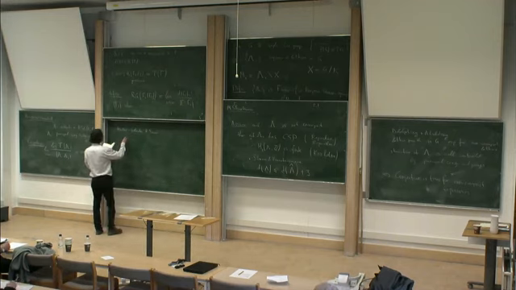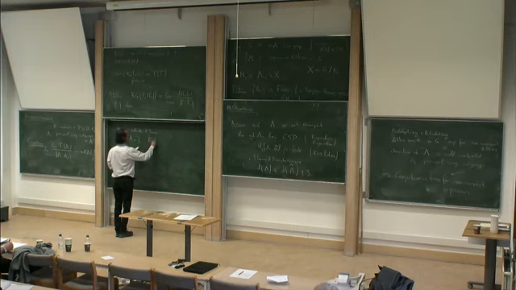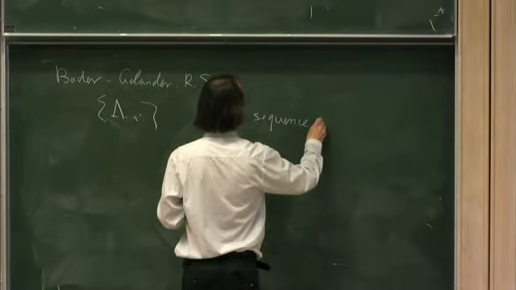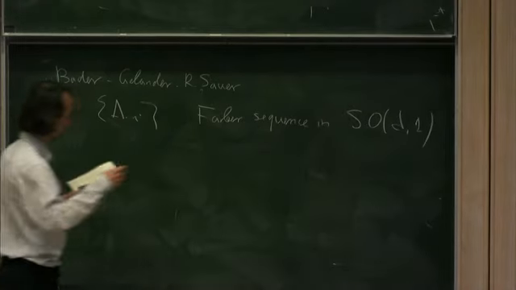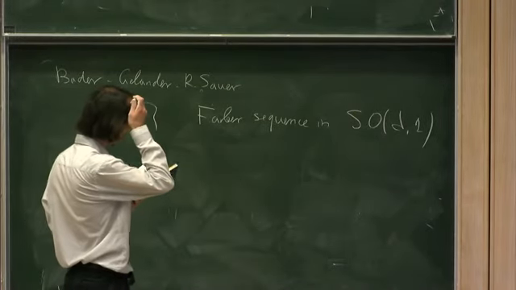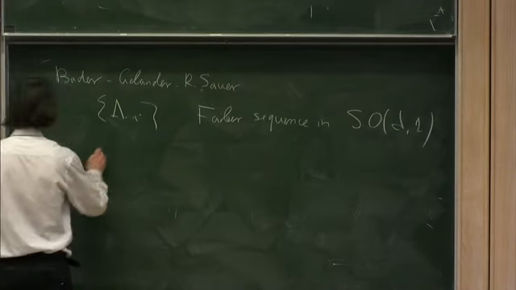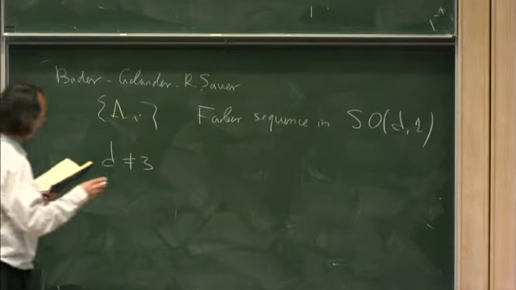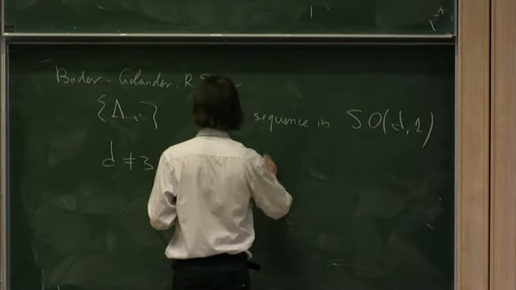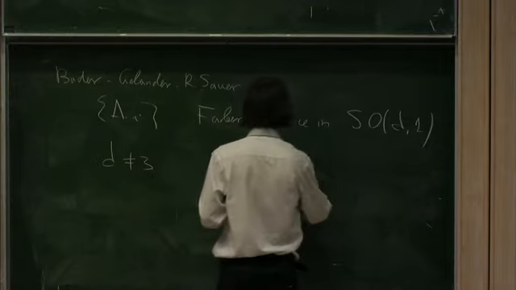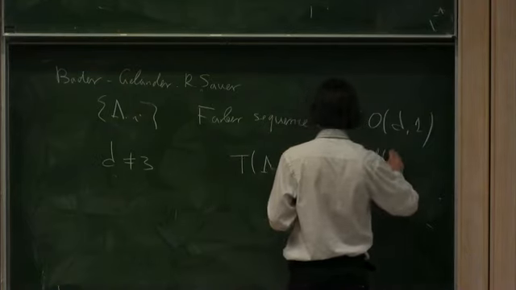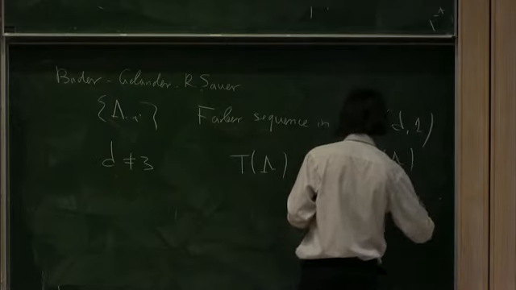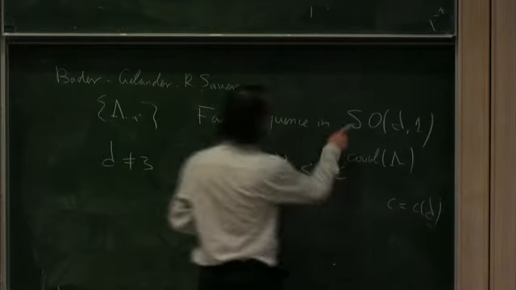What happens in rank 1? So now suppose we have a Farber sequence, but in SO(D,1), so the rank 1 case in dimension D. Then if D is not 3, at least you can say that the torsion of the abelianization of any lattice is at most bounded exponentially by the co-volume of the lattice, where C depends only on D. It just depends on the Lie group.